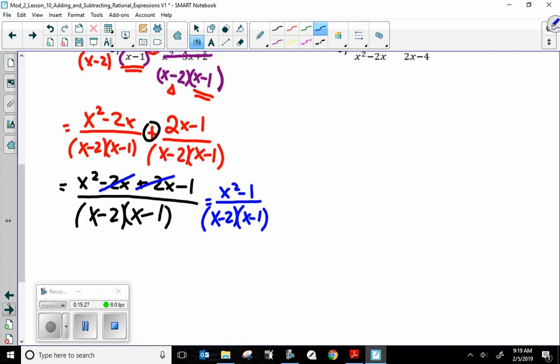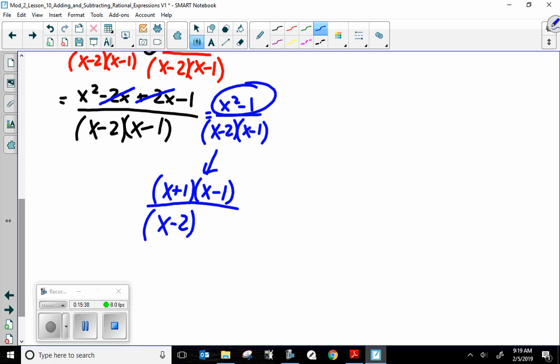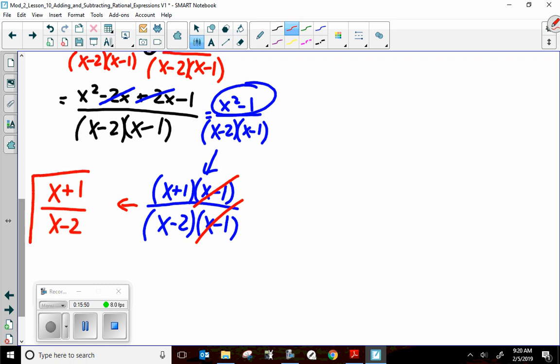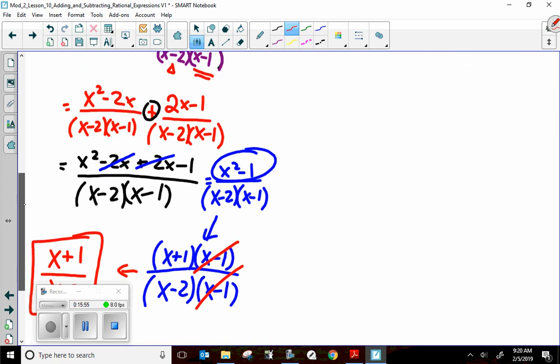That is a difference of perfect squares. So my top is x plus 1 times x minus 1. That's what that factors out to be, over x minus 2, x minus 1. Again, they try to trip us up at the end. These cancel, and my answer is x plus 1 over x minus 2. Whew. It's just a lot of rewriting.